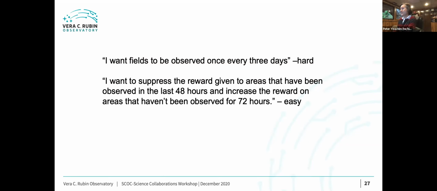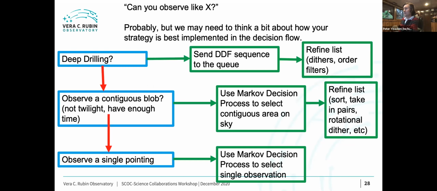Okay, and just another example, I want fields to be observed once every 3 days. That's difficult to encode in our current system. But if you say, I want to suppress the reward given to areas that have been observed in the last 48 hours and increase the reward on areas that haven't been observed for 72 hours, that's very easy for us to do. And so this is probably the behavior you'll want, but now we're doing it not with fixed fields and over large contiguous areas of sky. So oftentimes it's just a matter of rewording what you want it to do to get it into our process.